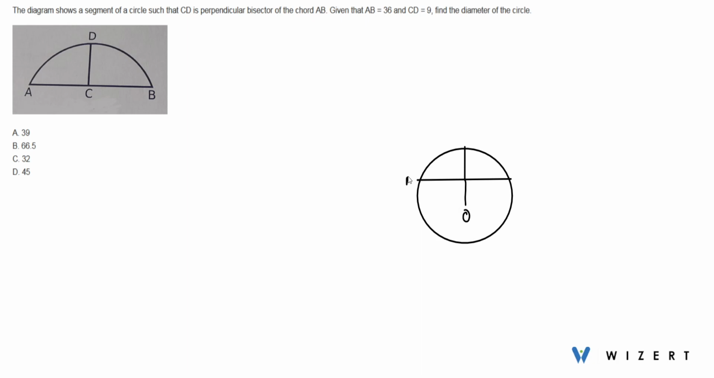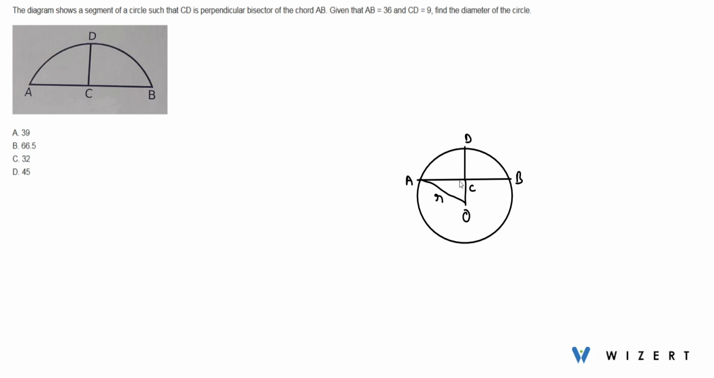Let's join A with O. So we have joined A with O. So this is the radius of the circle, and this point is C. Over here we have B, and this is D. Now since OC, or rather we can say OD, is bisecting the chord AB, and we know that a line from the center, when it bisects the chord, then it is also perpendicular to the chord.